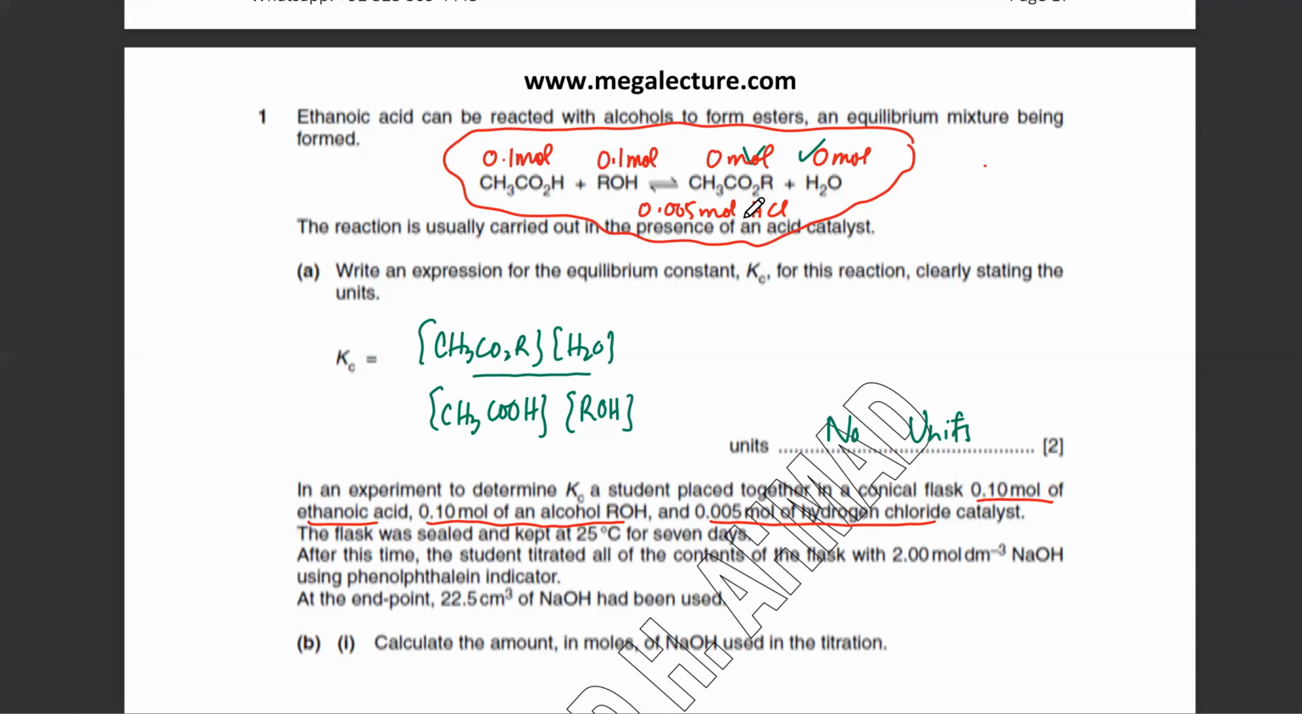Now what he's doing is titrating it with NaOH. He's reacting this entire thing with NaOH, so he's doing a titration. And the concentration of the NaOH that he's using is 2 mole per dm cube. So that is also provided.